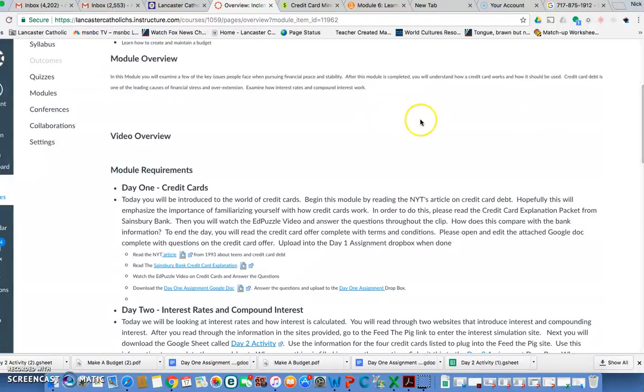I also didn't put anything in here. They're not learning any new tech. I'm using all tech that they're familiar with: Google Docs, Sheets, Edpuzzle, things like that. Maybe not masters at, but at least it's something. I'm not throwing anything new for them to figure out how to navigate, use, create, and then submit.